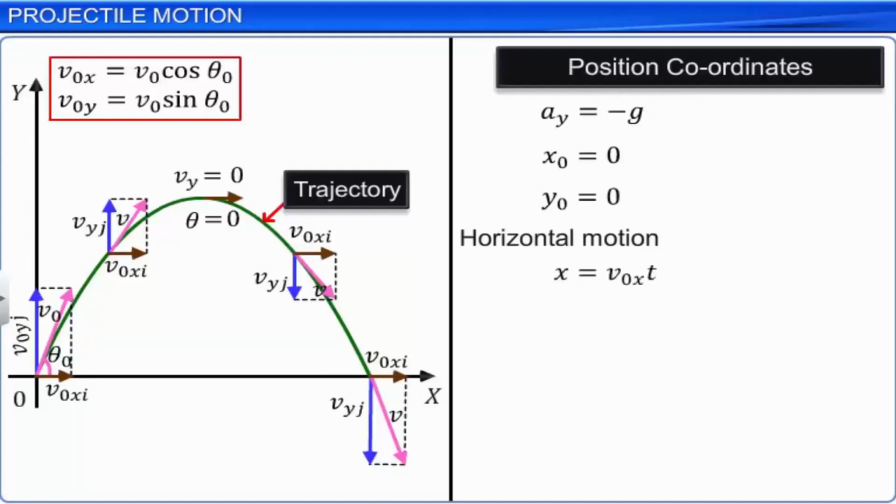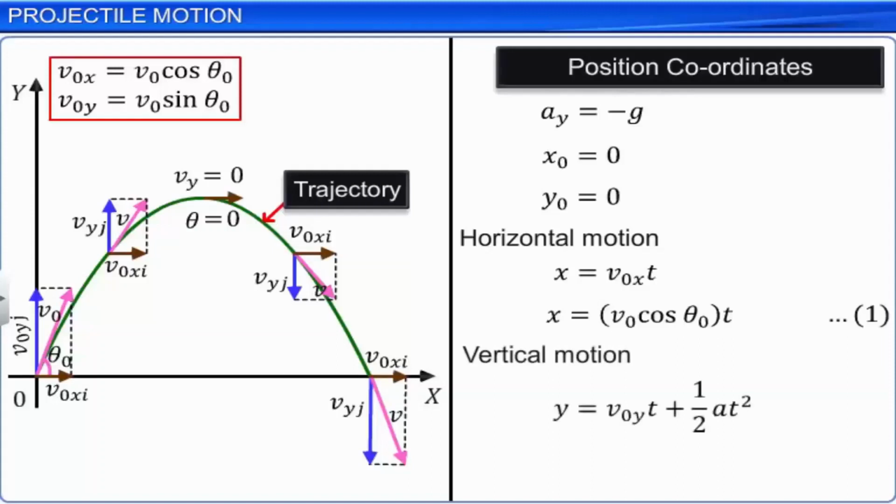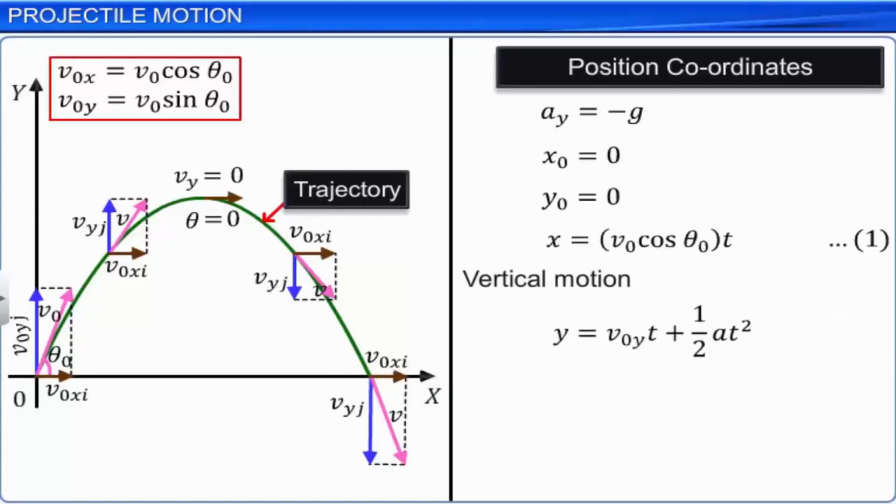Similarly, vertical motion can be written as y is equal to v0y into t plus half at square. On substitution, we get y is equal to v0 sin theta 0 into t minus half gt square. Let this be equation 2.